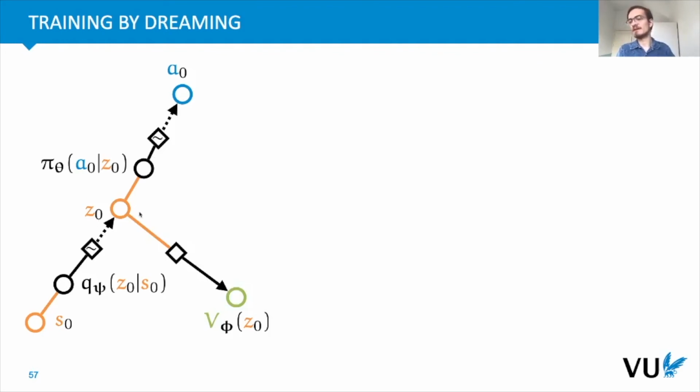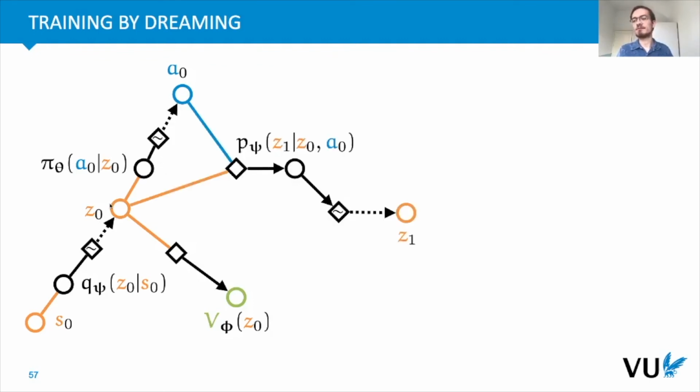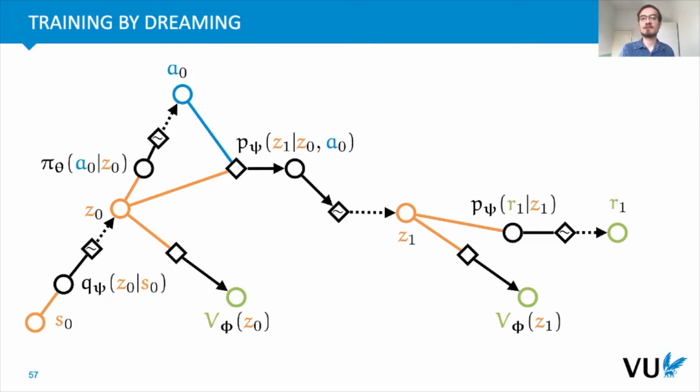We also use a state representation to compute the value function and estimate the value of that state. We use the action in the state representation to compute the transition dynamics over latent state representations and sample a new state representation Z1. We use this both to compute a sample from the reward. So we sample a reward using our reward model, which is also a neural network, and also to estimate the value of that state.